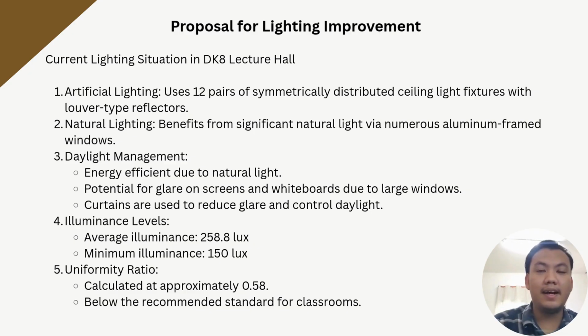Hello, this is the current situation of the lighting in the DK8 lecture hall. This lecture hall employs a hybrid lighting system featuring 12 pairs of symmetrically arranged ceiling fixtures with louvered reflectors for artificial illumination. The abundant natural light enters through numerous aluminum frame windows, contributing to energy efficiency. However, these large windows can cause glare on screens and whiteboard, requiring the use of curtains for daylight and glare control.